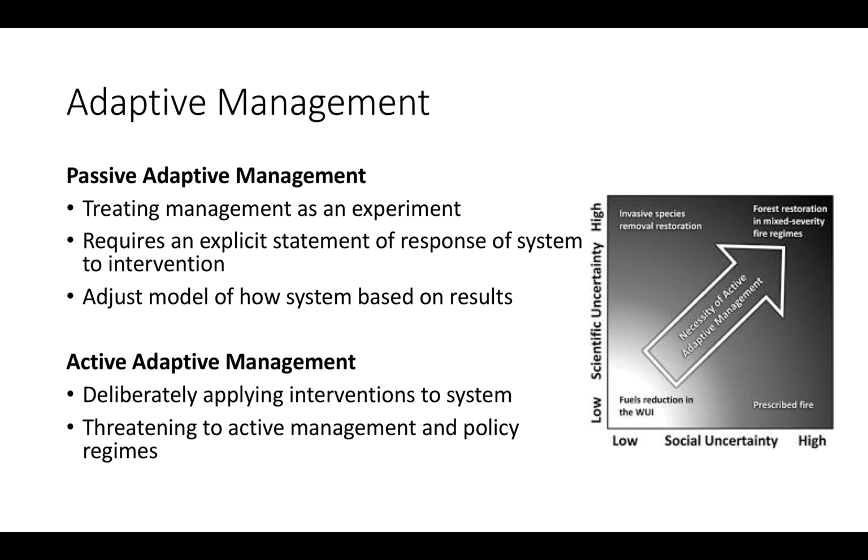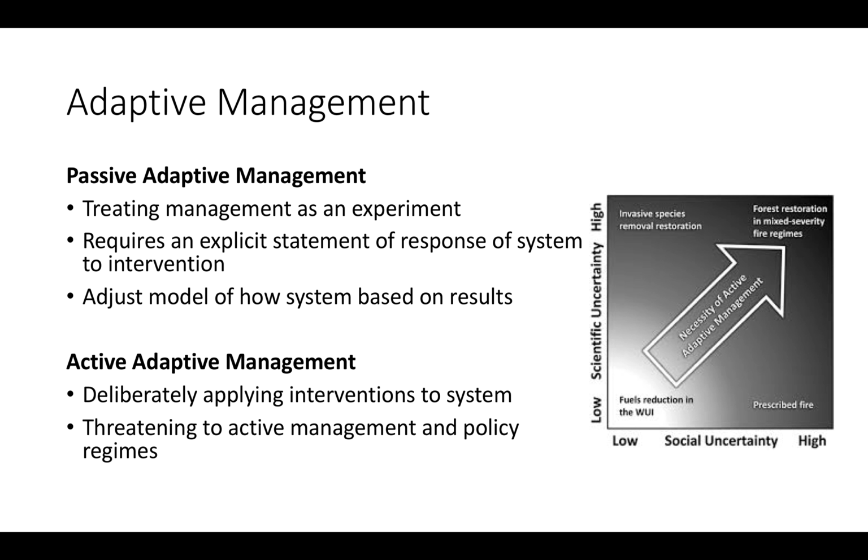Passive adaptive management does entail adjusting the conceptual model of the system in your mind based on the response of the system to the management intervention. So then again, active adaptive management refers to deliberately applying interventions to systems.